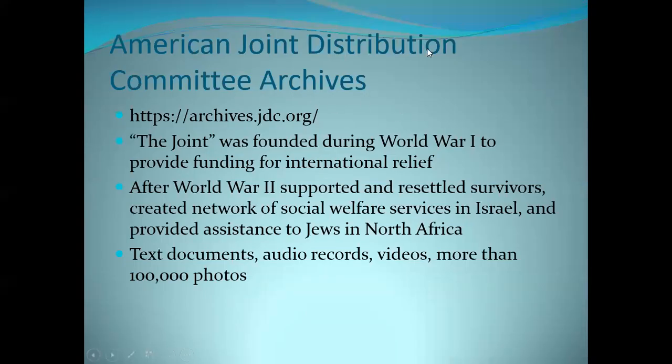The American Joint Distribution Committee was founded during World War I to provide funding for international relief, and particularly focused on Jews. After World War II, they helped support and resettle survivors. They created a network of social welfare services in Israel. They provided assistance to Jews in North Africa. They have text documents, audio records, videos, more than 100,000 photographs. And like all of this stuff so far, everything I'm talking about, freely available to use.